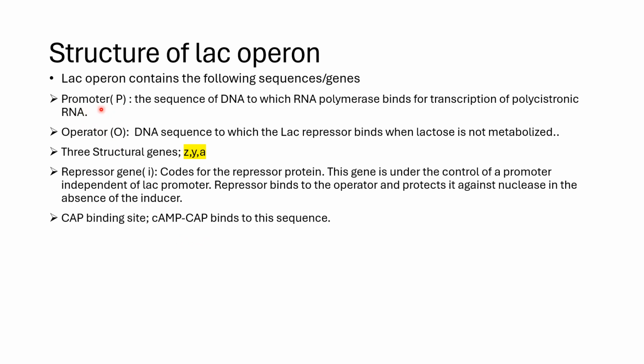Promoter is the sequence to which the enzyme RNA polymerase binds to start transcription. Operator is the target sequence for the lac repressor protein. Structural genes code for 3 enzymes: beta galactosidase, galactoside permease and transacetylase. CAP binding site is for the binding of the complex cyclic AMP CAP.